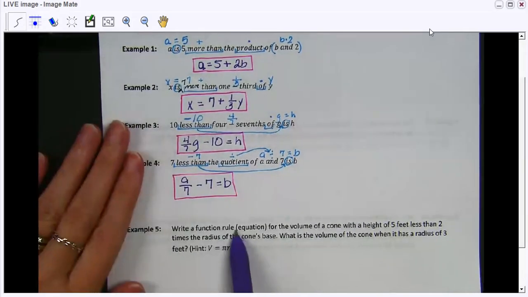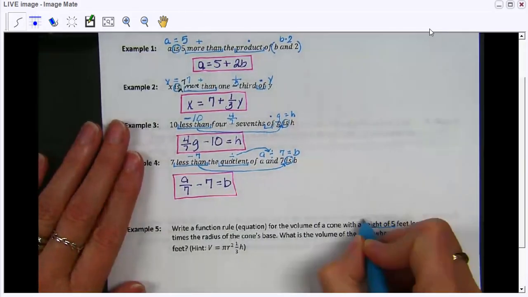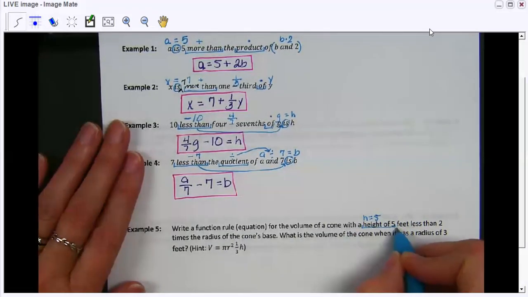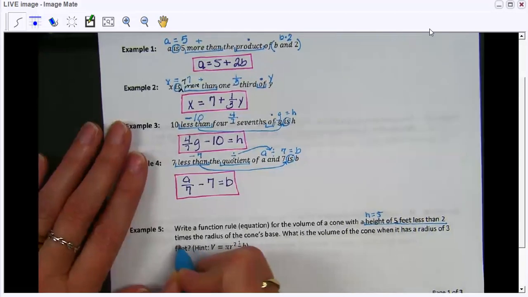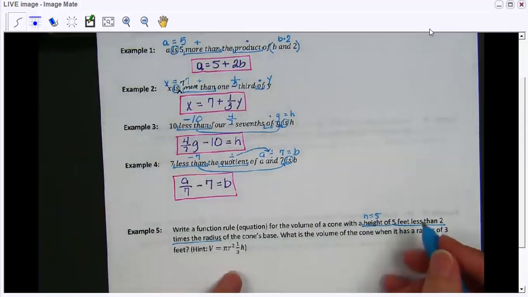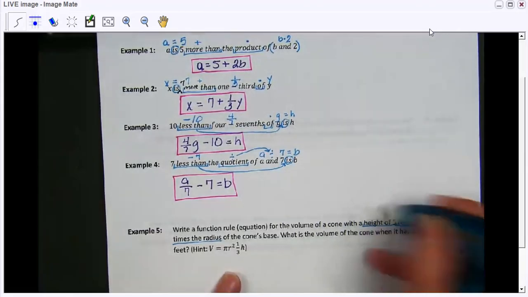Write a function rule, an equation for the volume of a cone with a height of 5. So this is important. H equals 5. Oh, we're not done. 5 feet less than 2 times the radius. Okay, that's a long expression of the cone's base. What is the volume of the cone when it has a radius of 3 feet? Okay, let's write down the information that we have. So I'm going to go ahead and erase this or write that out.